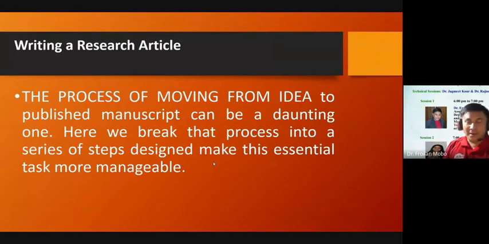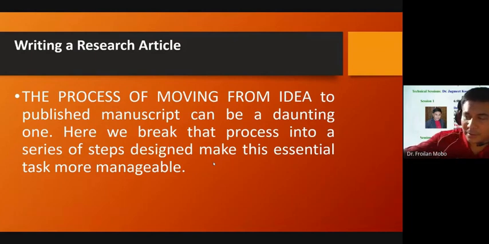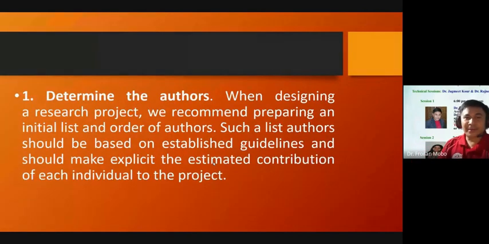When writing a research article, the process of moving from one idea to a published manuscript can give a problem. So these are the basics on how to write a particular research article that would be beneficial in every aspect. And then determine the authors. When designing a research project or an article, we should be able to get all the topics, and we could recommend preparing an initial list in order of authors. Such a list will help the proper writing process.